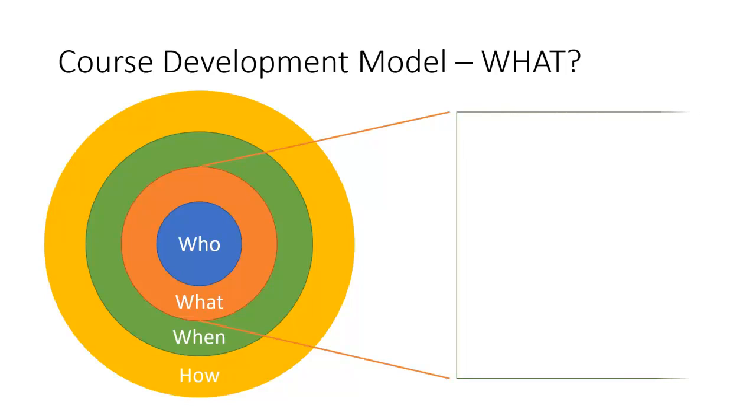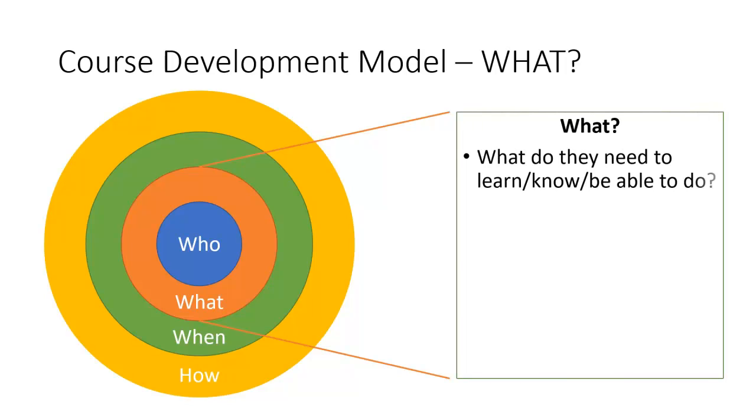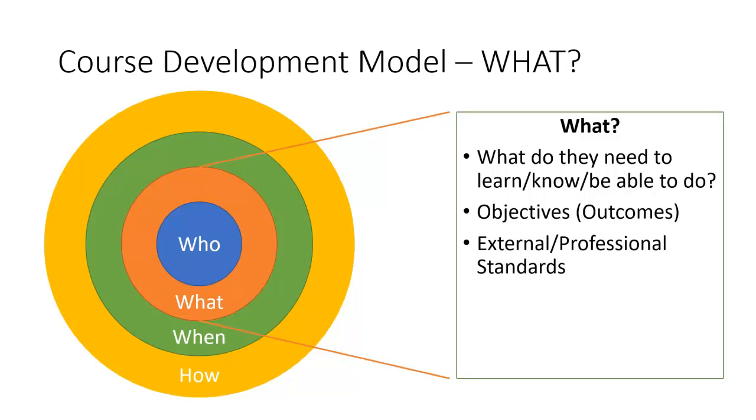The second circle, labeled what, is exactly that. What will be learned? This is where we determine the objectives and supporting objectives for the training. The objectives, which can also be called outcomes, competencies, or other names, may be influenced by external or professional standards and organizational goals. Therefore, we also need to know what those are at this point in the process.